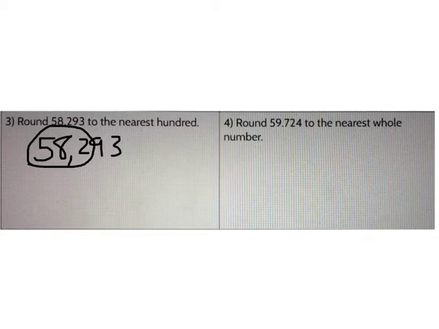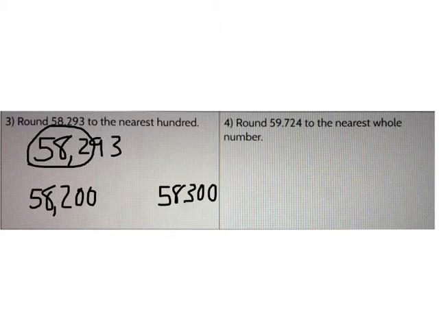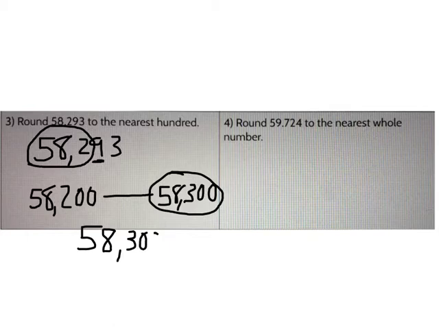And I know that this number is between 582 hundreds and 583 hundreds. Which digit will tell me which way to round, which number it's closer to? The 9. Does the 9 tell me that our number is closer to 58,200 or 58,300? It's closer to 58,300. So the answer is 58,300.